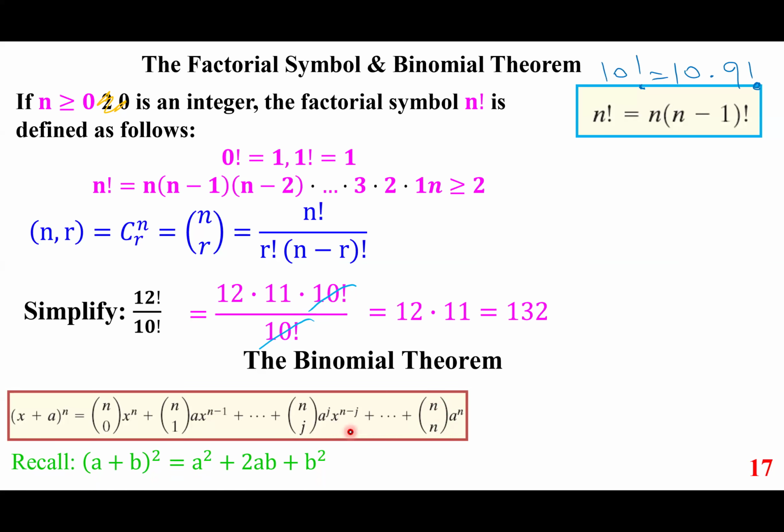Just to remind you of a couple of things we have done before. Everybody remembers a plus b squared is a squared plus 2ab plus b squared. That is the binomial theorem just for n being 2. What happens when n is 3? a plus b cubed is a cubed plus 3a squared b plus 3ab squared plus b cubed. This is the same binomial, but in the case of n being 3, everybody.